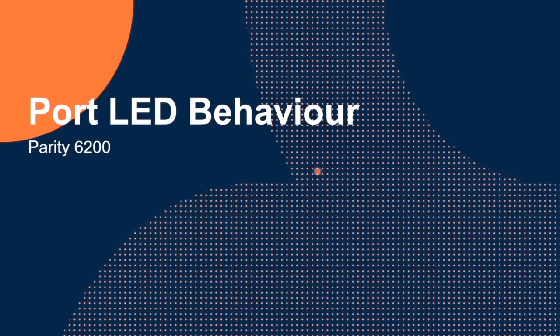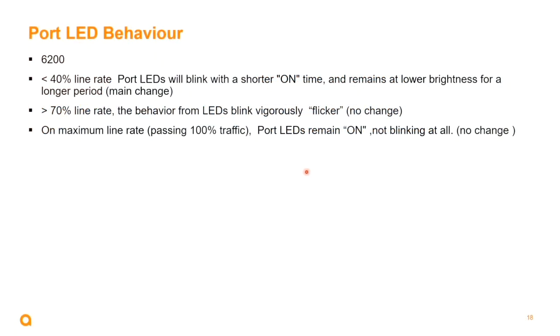On to the next feature. So we have a port LED behavior. This is specifically only for the 6200. So the change here is that when we have traffic at approximately 40% or below line rate, we'll see the port LEDs will blink with a shorter on time and remain at lower brightness for a longer period.